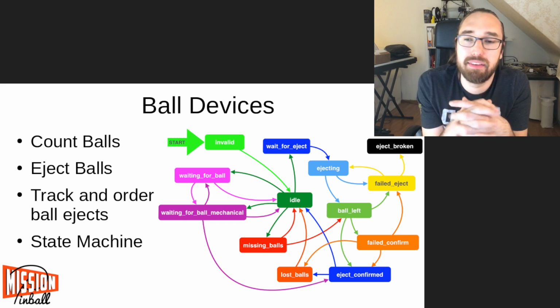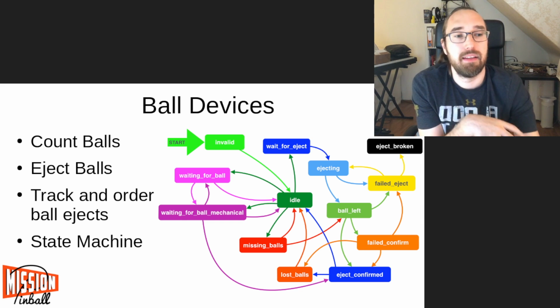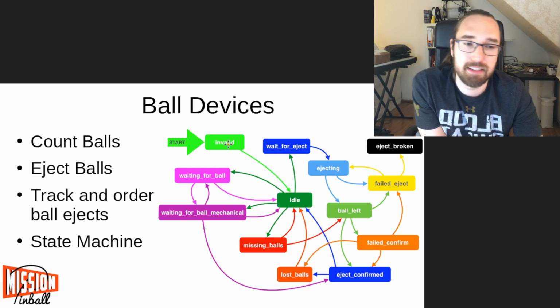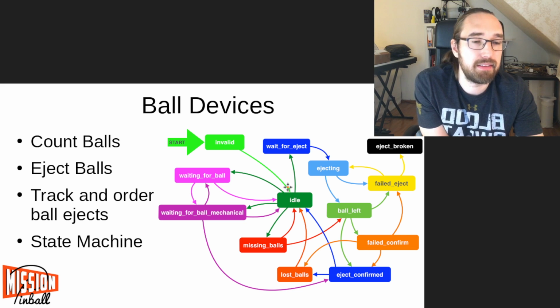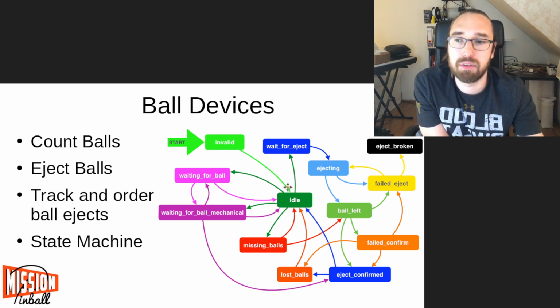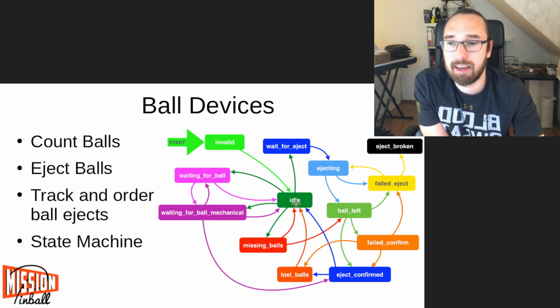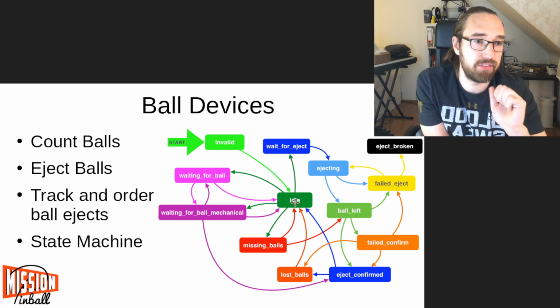There's a little bit more than that, but that's a good mental picture to have. So the ball device starts in state invalid, that's internal stuff, and then it instantly goes to idle. From invalid to idle is basically where we initially count the balls. Once all switches were initialized in MPF, it knows it has 3 balls, and it's in idle state.